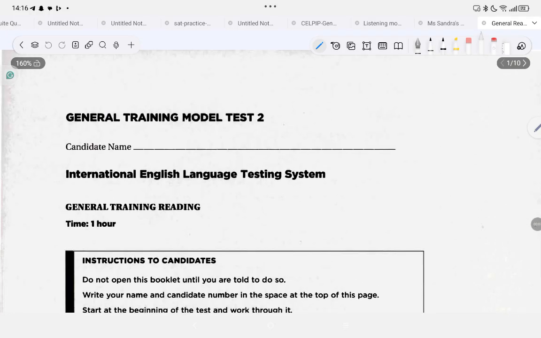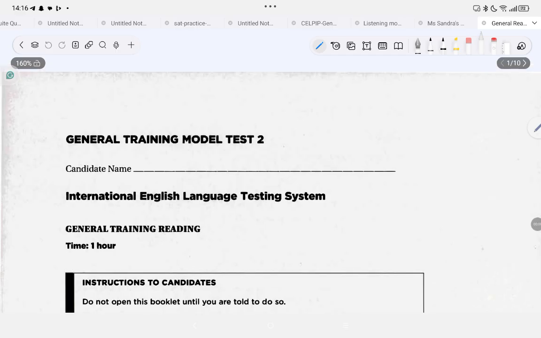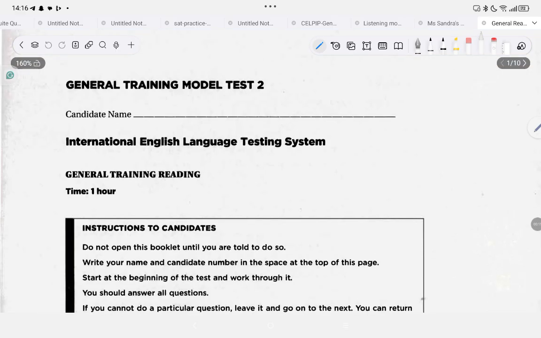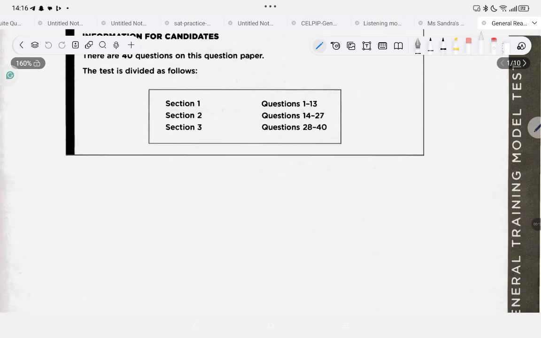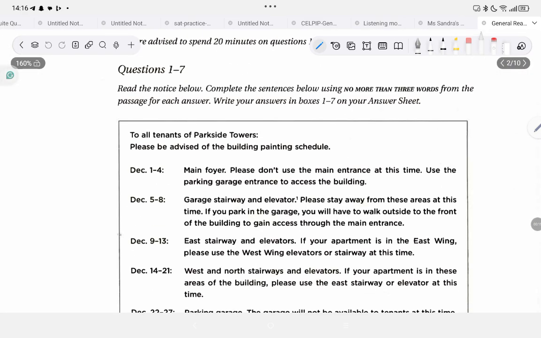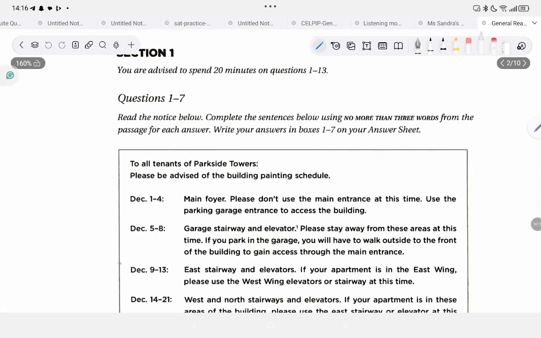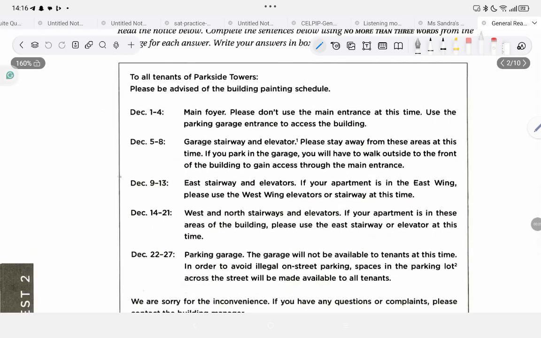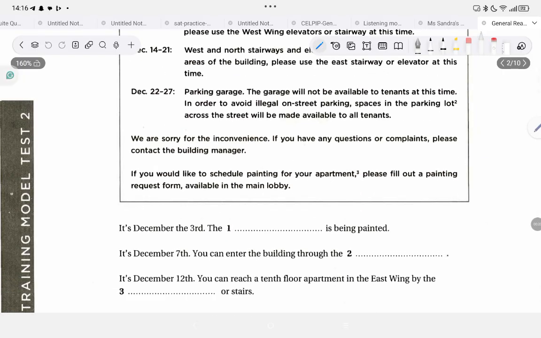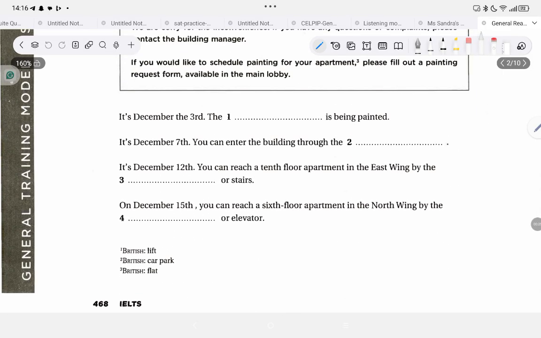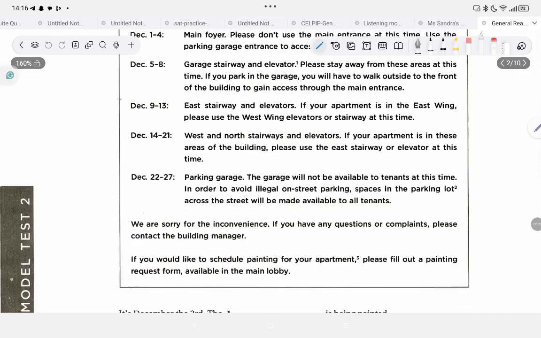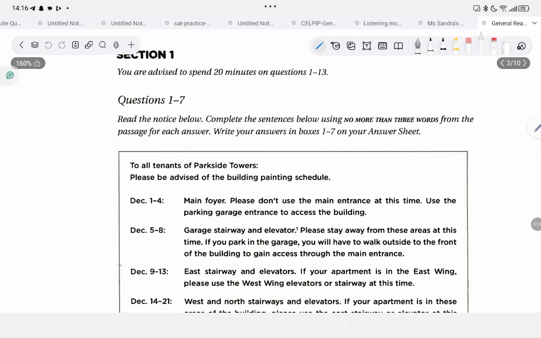In this video, I'll be treating the General Training Model Test 2 from the Baron IELTS textbook. I'll be showing you how to skim the different types of passages in the General IELTS, and I'll proceed to answer questions 1 to 40, so you could practice along.